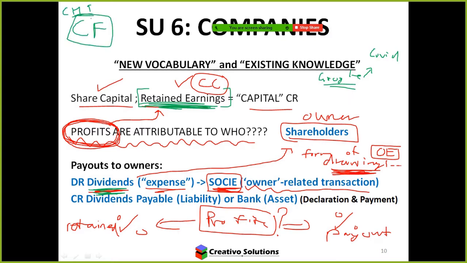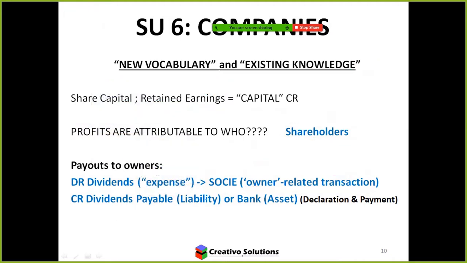We'll look at cash flow. Just a question. Dividends, would we disclose it in our SOCI or statement of financial position? It's disclosed in the SOCI, but the liability is disclosed in the statement of financial position.